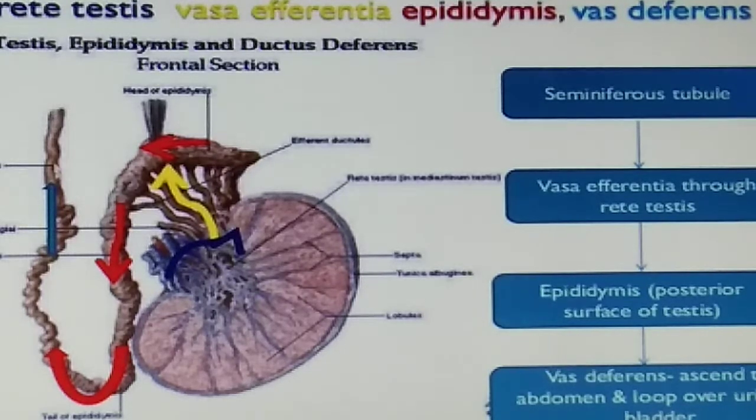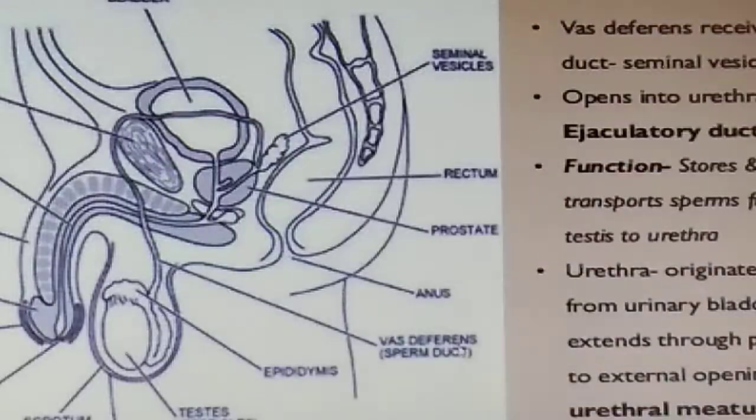Fine, so this vas deferens finally goes through the urinary bladder, then it finally enters inside the urethra. Now students, vas deferens receives ducts. Which kind of ducts? Like we have seminal vesicle. So finally it opens into urethra as ejaculatory duct. Okay, so we have already done this vas deferens.